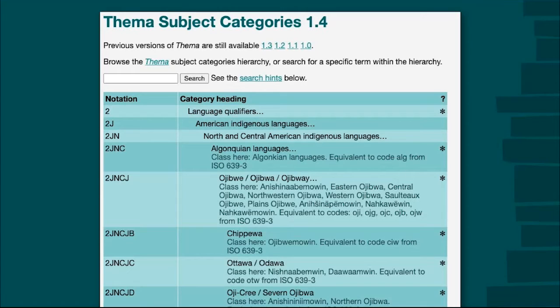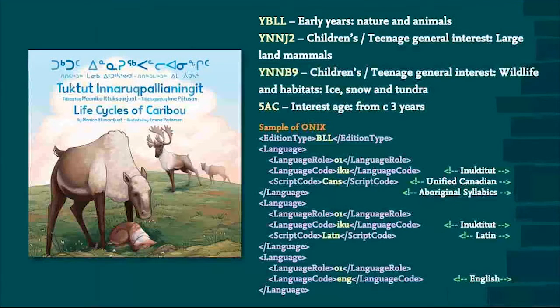Because, for example, in some of the Indigenous languages of Canada, there are variations on the spellings because they've been transliterated into English, so there can be variations on the spelling. Canada is very well represented in Thema when it comes to Indigenous languages, thanks to the work of BookNet Canada and Thema Group. So here's an example of a book from Inhabit Media.